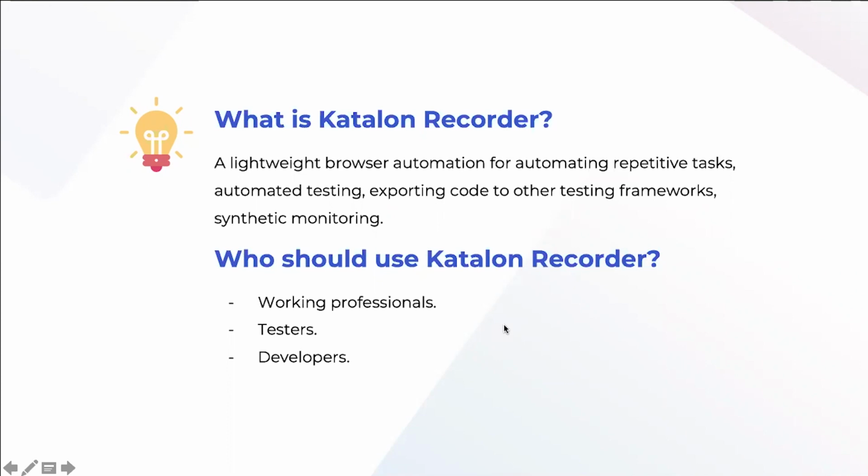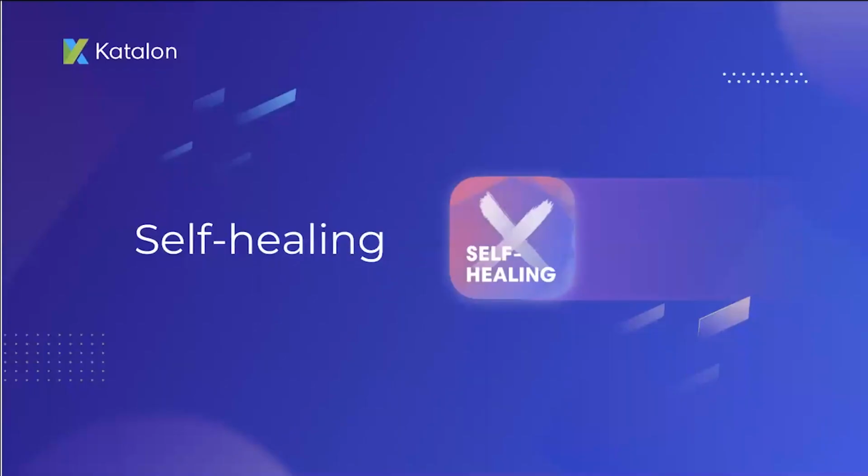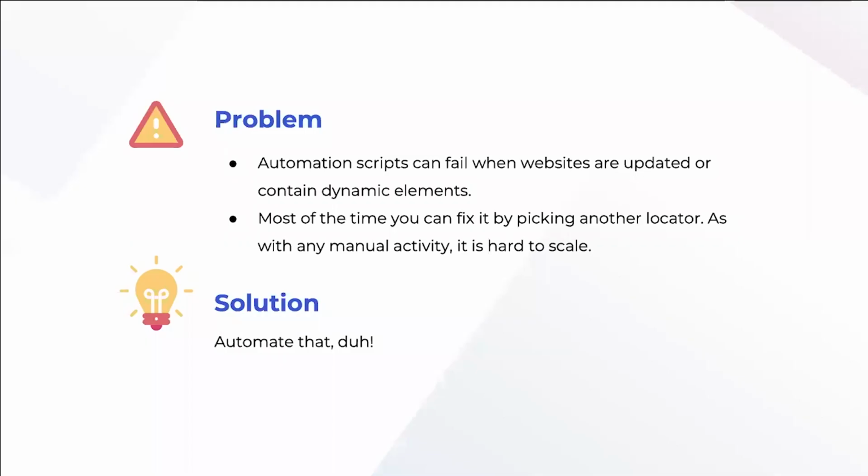So let's move on to the main items of today's presentation. First, I want to talk about self-healing. So what is self-healing? Self-healing is a mechanism that automatically tries different locators and it continues the execution if it ever finds a valid locator. So let me break it down to some of the terminologies that some of you who are working professionals may not be familiar with.